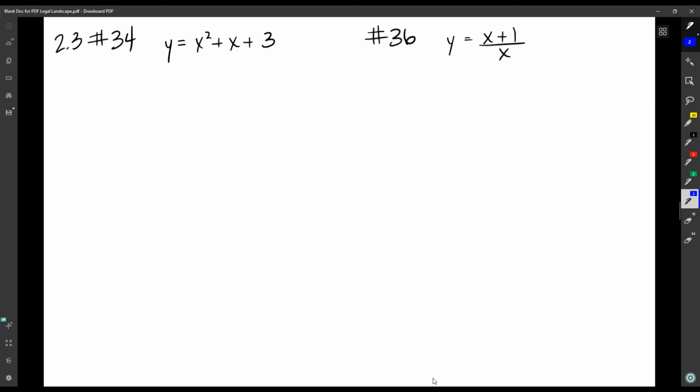Here are number 34 and 36 from section 2.3. We're asked to find the first four derivatives of the function. So let's get started with 34.